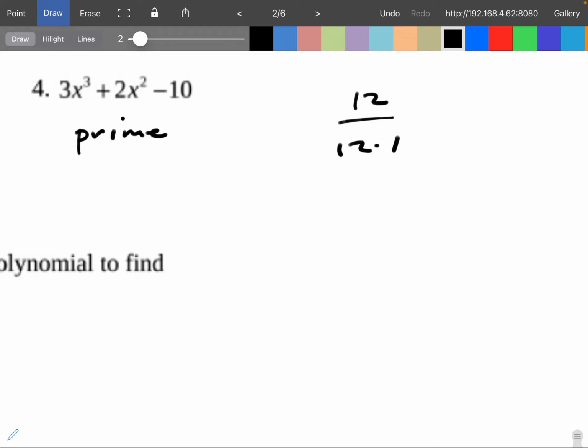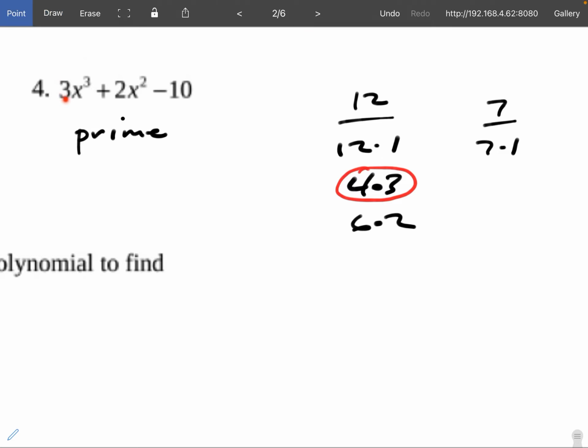That's kind of like when we were doing numbers. Like if you had the number 12, you could write that as 12 times 1, or you could write it as like 4 times 3, right? Or you could write it as 6 times 2. So that means that number's not prime, right? Because you could break it down into the product of, for example, these two factors, 4 times 3. That's why that number's not prime, it's composite. But if you have a number like 7, well, the only way you can write it is 7 times 1, right? And so that's a prime number.